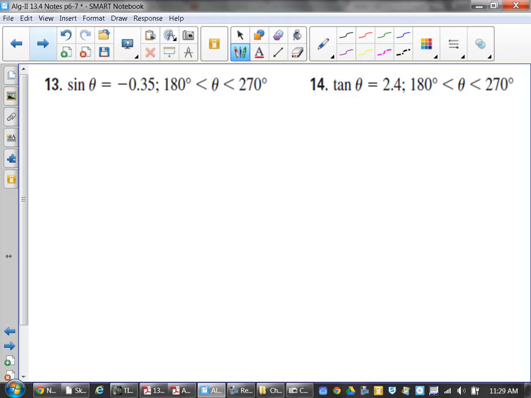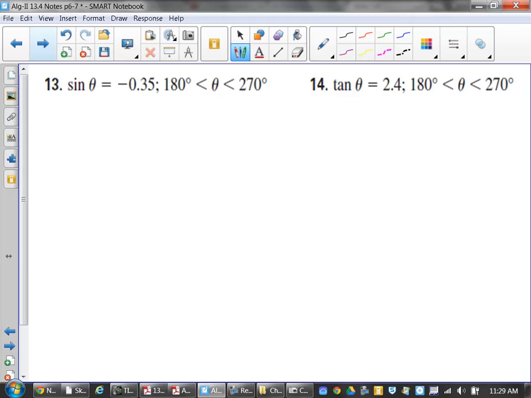Notice the reason why it's going to the third quadrant is because the original value is negative, which means the only other place it's going to be negative for a sine value is the third quadrant, because it automatically puts you to the fourth, and the only other place it'll be is there.